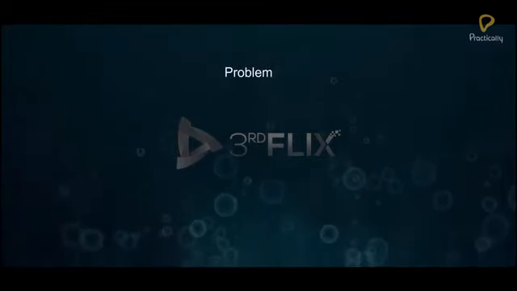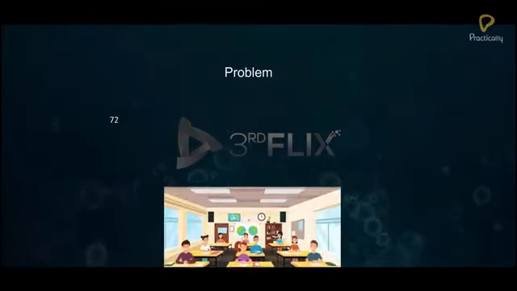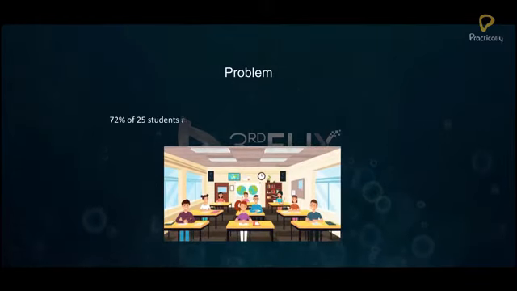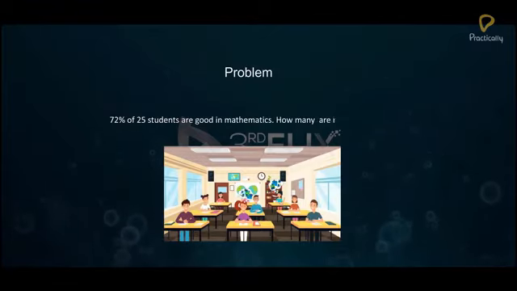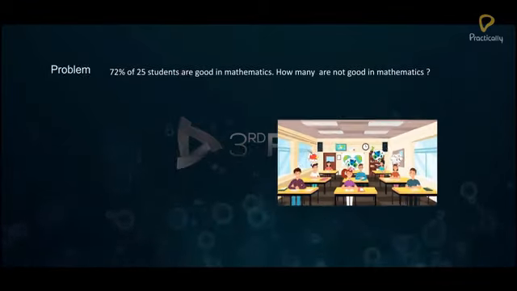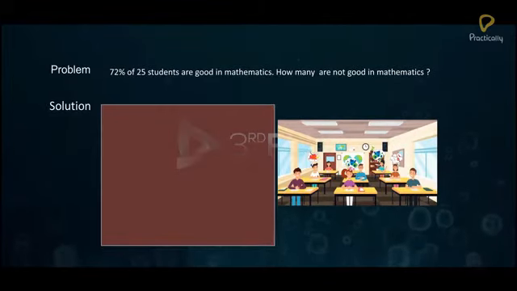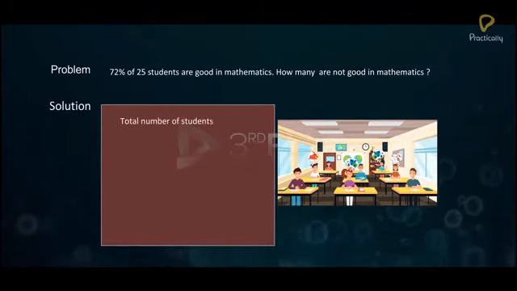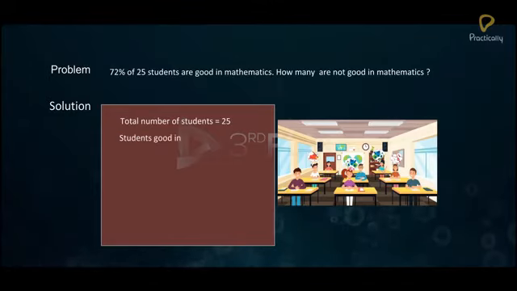Problem. 72% of 25 students are good in mathematics. How many are not good in mathematics? Solution. Total number of students is equal to 25. Students good in mathematics is equal to 72%.